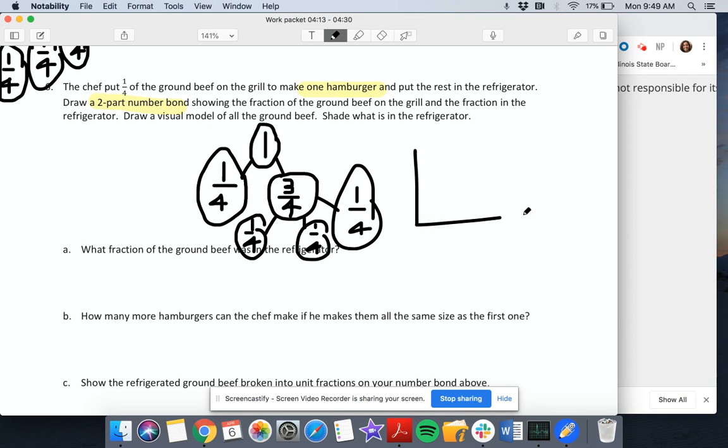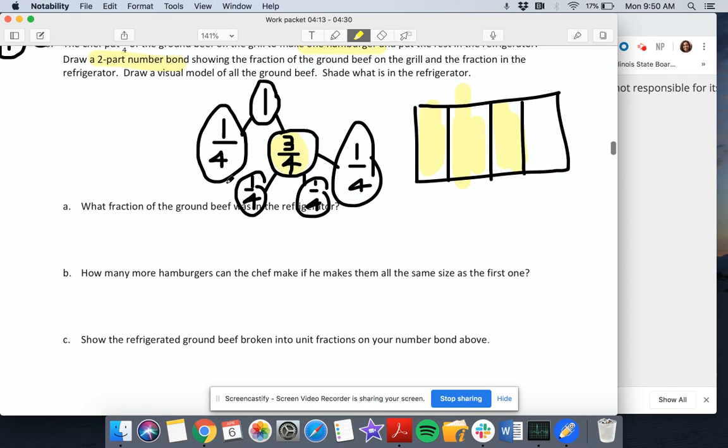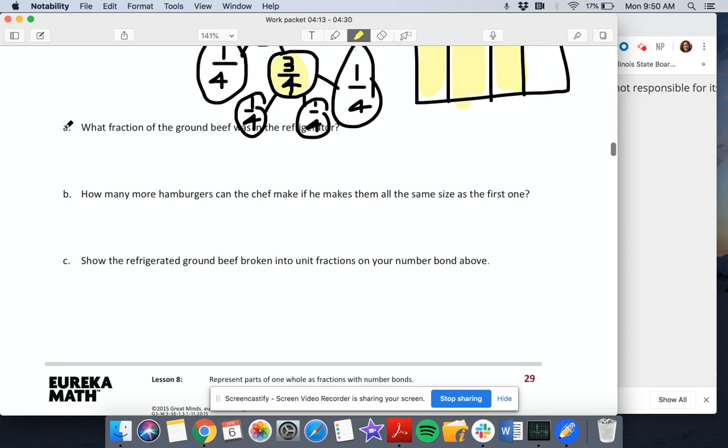I could also represent this on a tape diagram figure. 1, 2, 3, 4. And I'm going to shade what's in the fridge, which is 3/4. So shade 3 of these boxes, 1, 2, 3. Okay. And using that information, you guys are tasked with doing A, B, C on your own.